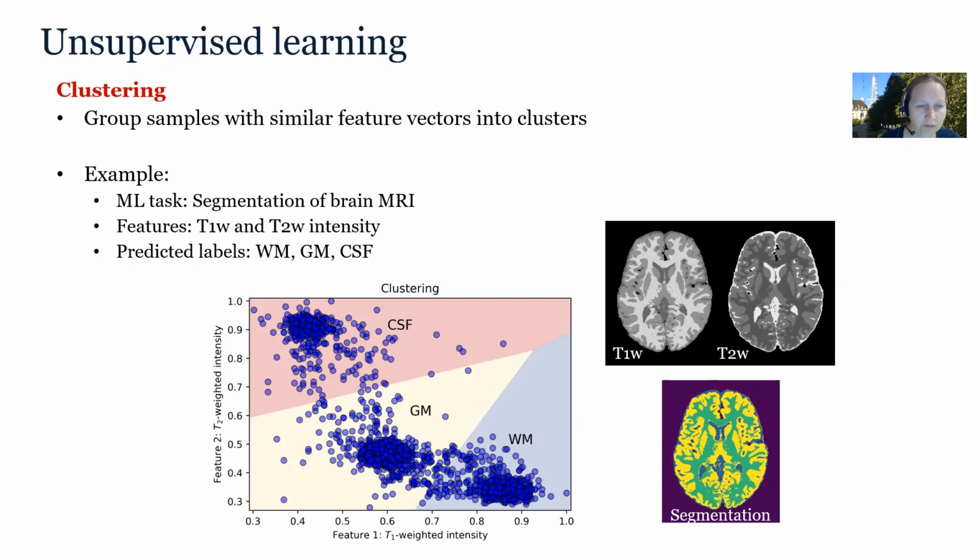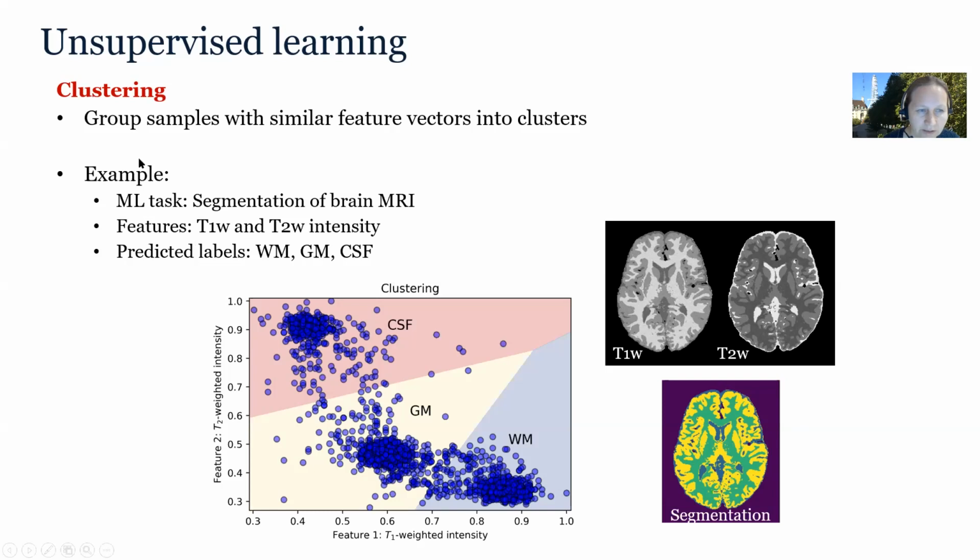So we have, again, already seen an example of clustering, which is segmentation. In this example here, we segment brain MRI, and we have two MR channels, T1 weighted image and T2 weighted image. And features are T1 weighted and T2 weighted intensities of the voxels. In this plot, we have plotted T1 weighted intensity on the x-axis and T2 weighted intensity on y-axis. And note that we do not have any labels in training.